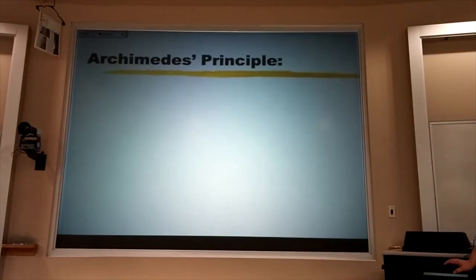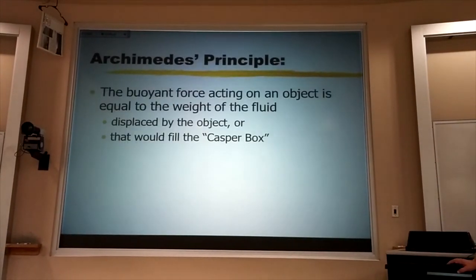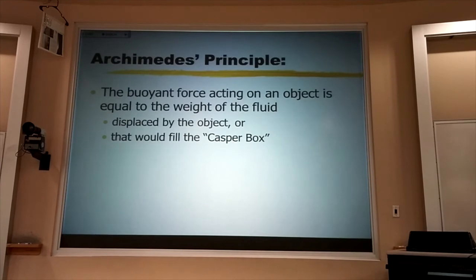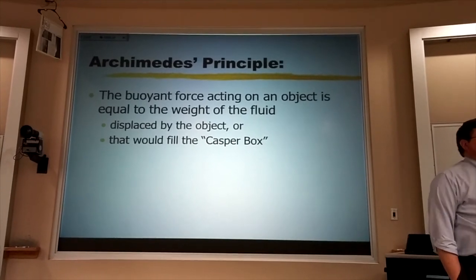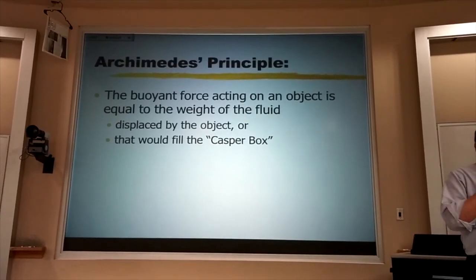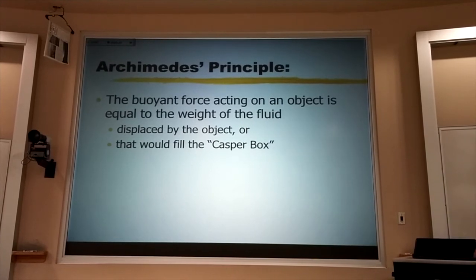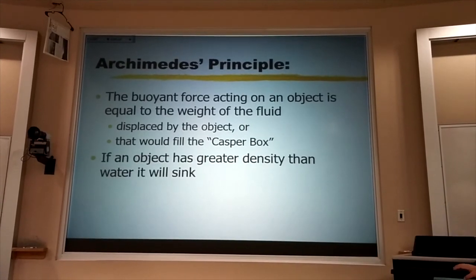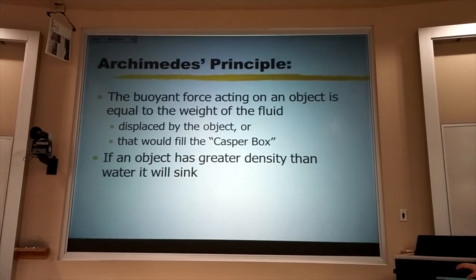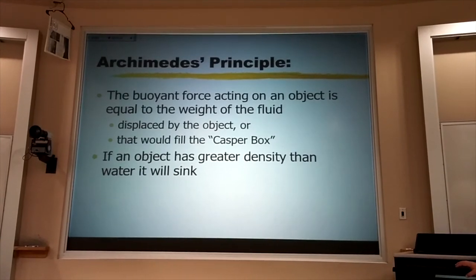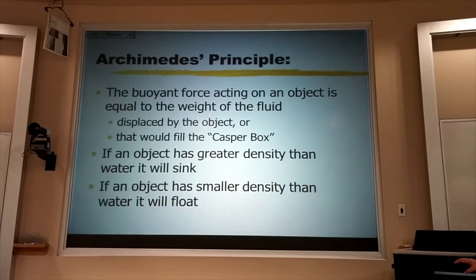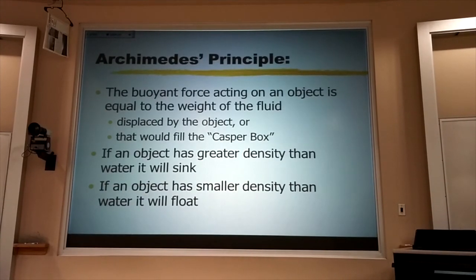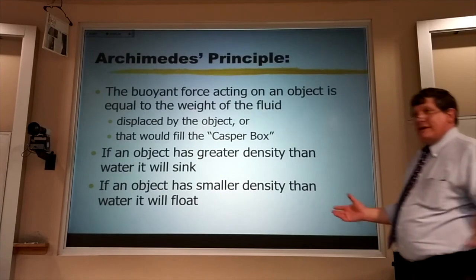So, this is Archimedes' principle in a nutshell. The buoyant force acting on an object is equal to the weight of the fluid that's displaced by the object. Another way of thinking of that is the weight of the fluid that would fit in the Casper box. As a consequence, if an object has a greater density than that of water, it will sink in water. If it has a smaller density than that of water, it will float in water. And that's what you learned in the 3rd grade.